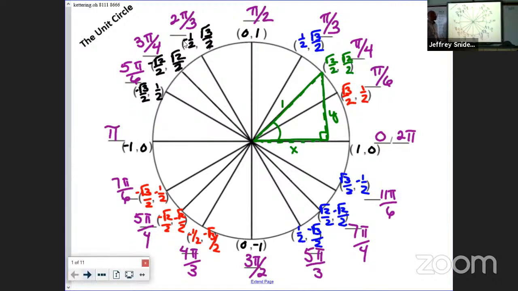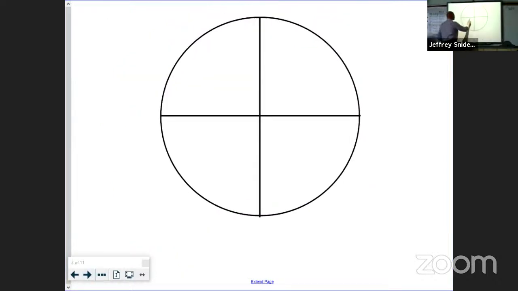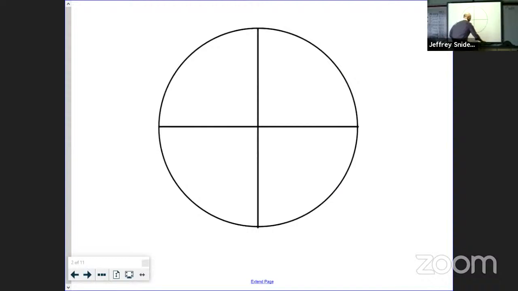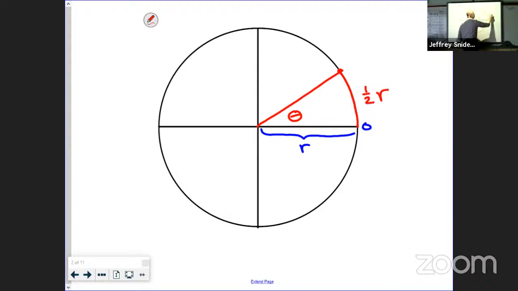So here, let's talk about that and make sure. So here we are. This is just a circle. Okay? We always start right here. This is 0. Let's say that this is r. It's the radius. Let's say I start going like this, and I stop right here. That's where I stop at. And I have an angle right here, theta. And I tell you that this is 1/2 r. How many radians is this?